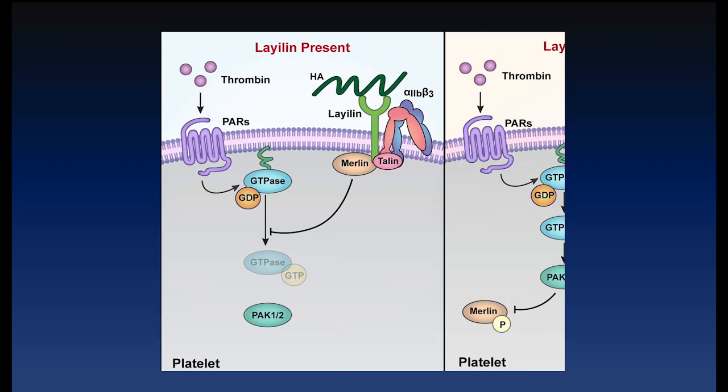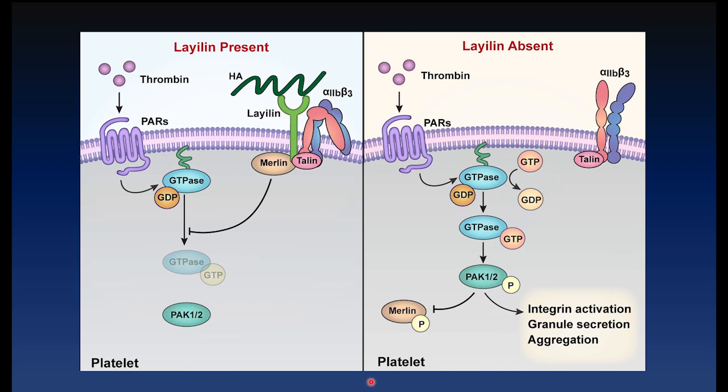However, when Layilin is absent, we have the same stimulation with thrombin, and our GTPase starts to be turned on, but note that there is no Layilin to bind to hyaluronan. There is no binding to HA, which also means that there's no landing site for Merlin. And we have this pathway proceed as it should, and we also have RAC turning off Merlin, which turns off the off button, so this is able to continue going. That's where the hyperactivation comes in, and that's where you get this change in alpha-2 beta-3 activation.